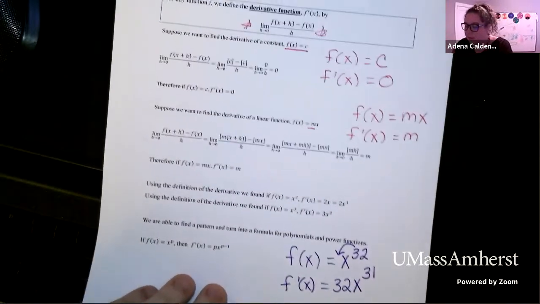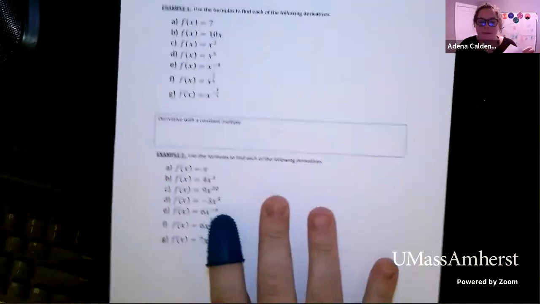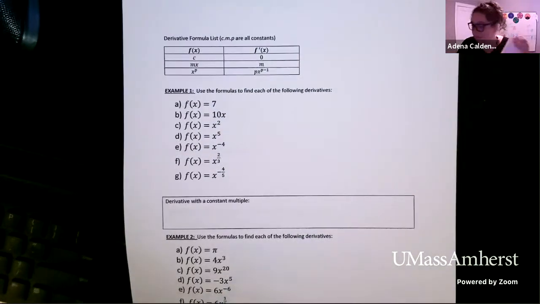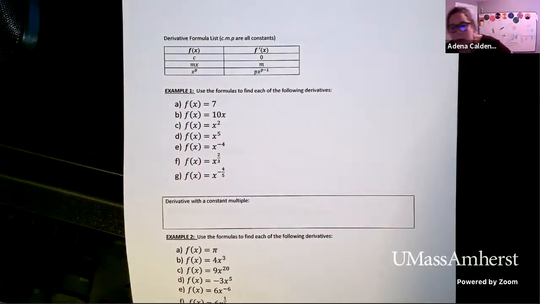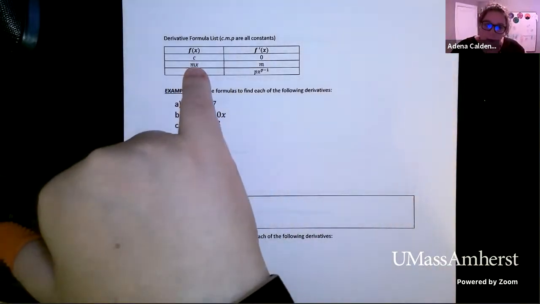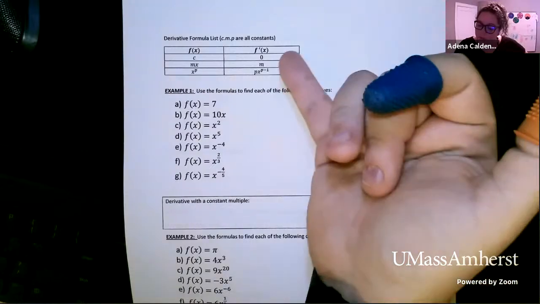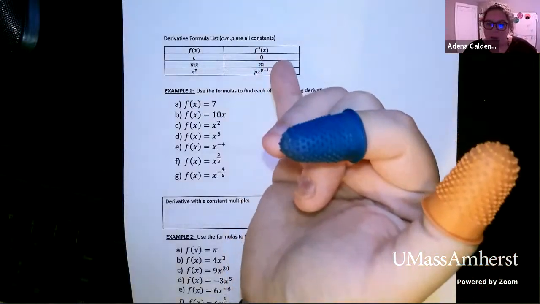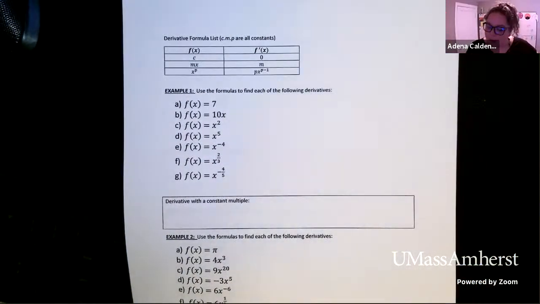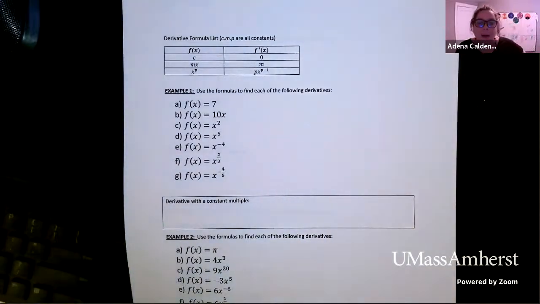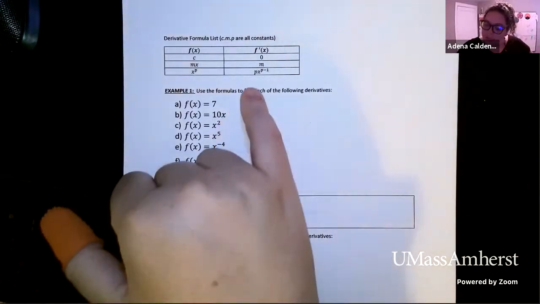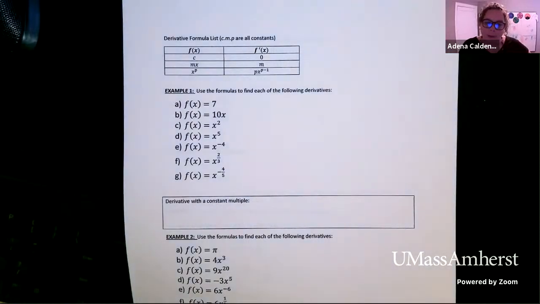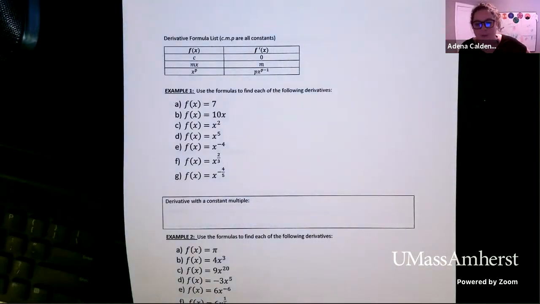Okay, so let's start practicing with some of this. So here are the 3 rules that we know right now. If you have a constant, a number that's all by itself, then the derivative is 0. If you have a number times x, where x is not raised to a power, just x to the 1, then the derivative is just that constant, the slope of the linear term. And if you have x raised to a power, then the derivative is going to be px to the p minus 1.